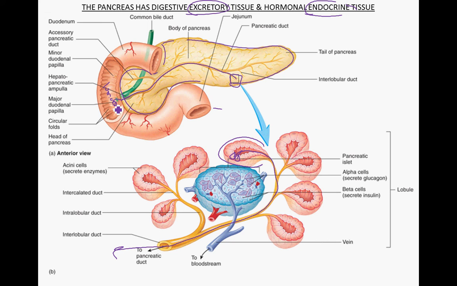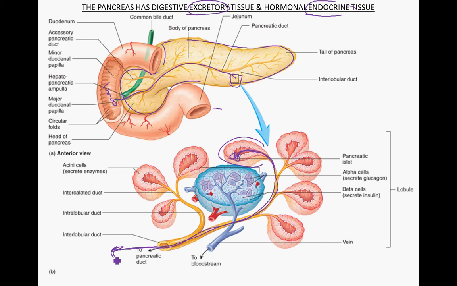These digestive enzymes, again, leave these glandular cells here in the pancreas and move through the pancreatic duct and end up in the lumen of that small intestine. So this is one way in which the food that we eat is digested.